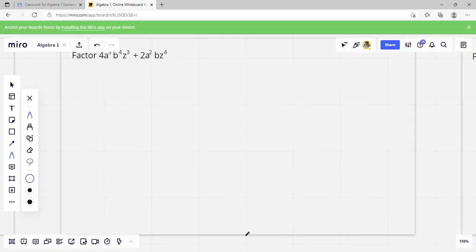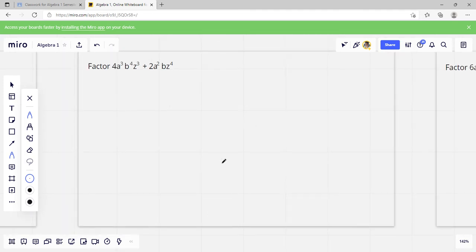Alright, this one we've got numbers and letters with exponents. So first we'll look and we see that we have 2 terms. The first, we're going to pull out the number. So the greatest common factor between 2 and 4 would be 2. Right. For a, our lowest exponent is a squared. B, our lowest exponent is 1b. And then z, our lowest exponent is z to the third. Okay, then we draw our parentheses.